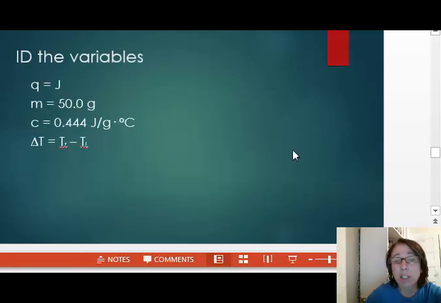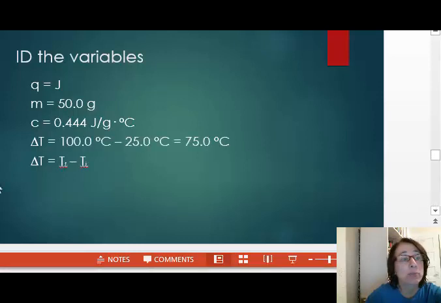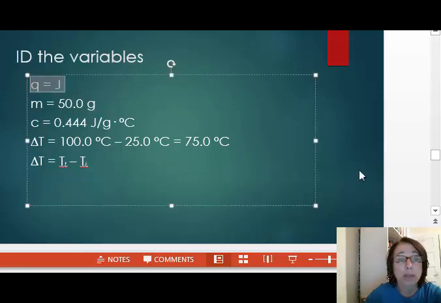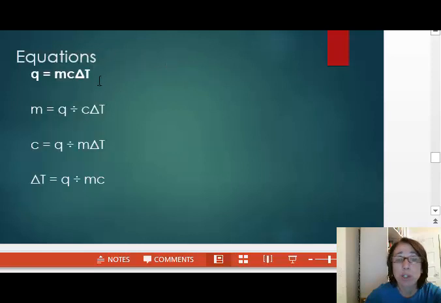The question does not give me an overall temperature change, but it does tell me that the final temperature is 100.0 degrees Celsius and the initial temperature is 25.0 degrees Celsius. Thus, the change in temperature, or final temperature minus initial temperature, is 75.0 degrees Celsius. I can see that I have 3 of my 4 variables and that I'm solving for heat, or Q. Thus, I will use the equation Q equals mc delta T.